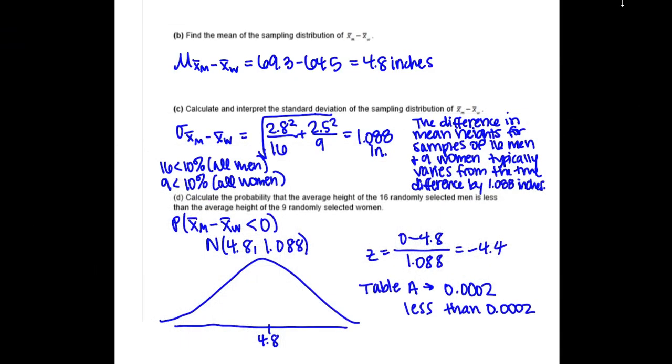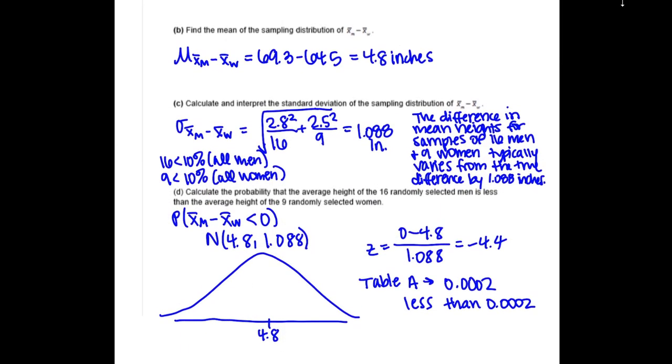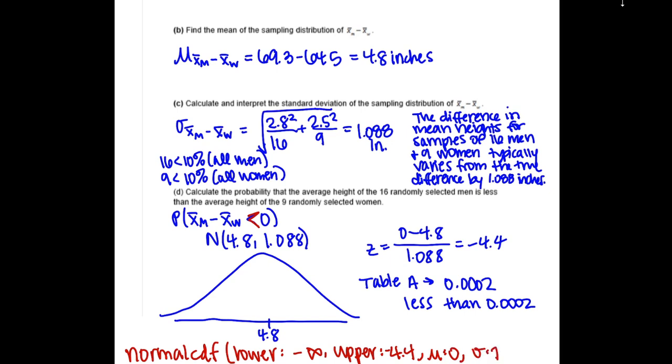So again, this time for normal, I'm going to put normal CDF. We have our lower would be negative infinity since I'm doing a less than. Our upper would be the z-score, negative 4.4, mu 0, sigma 1, and I got 5.4 times 10 to the negative 6, I think.